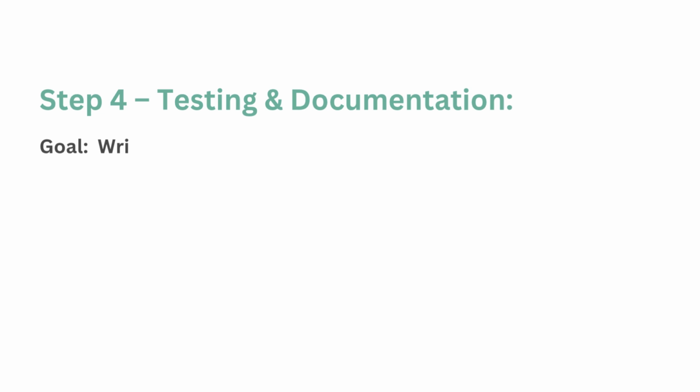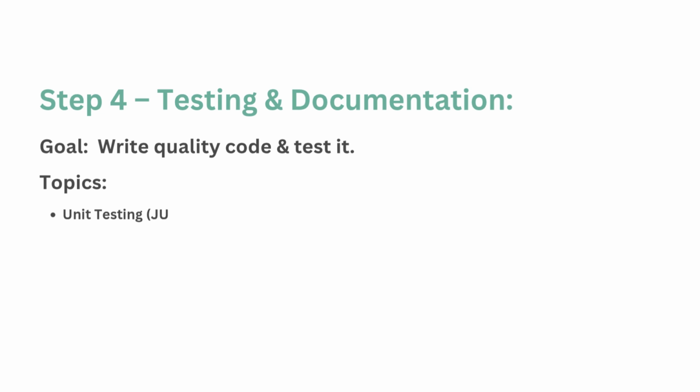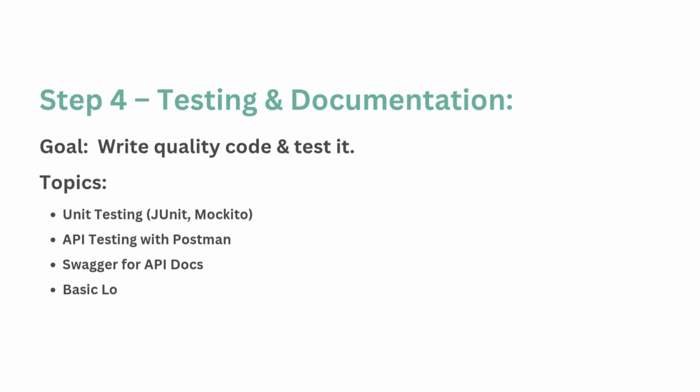Now that you can build apps, it's time to test and document them. Use JUnit and Mockito to write unit tests for your backend. It's like writing a checklist to make sure your code behaves correctly. Use Postman to test APIs one by one. Send fake login requests, see if it works. Use Swagger to document your API, so others, and future you, can understand what each endpoint does. Add logging with SLF4J or Logback to record what's happening inside your app. It's your app's black box.